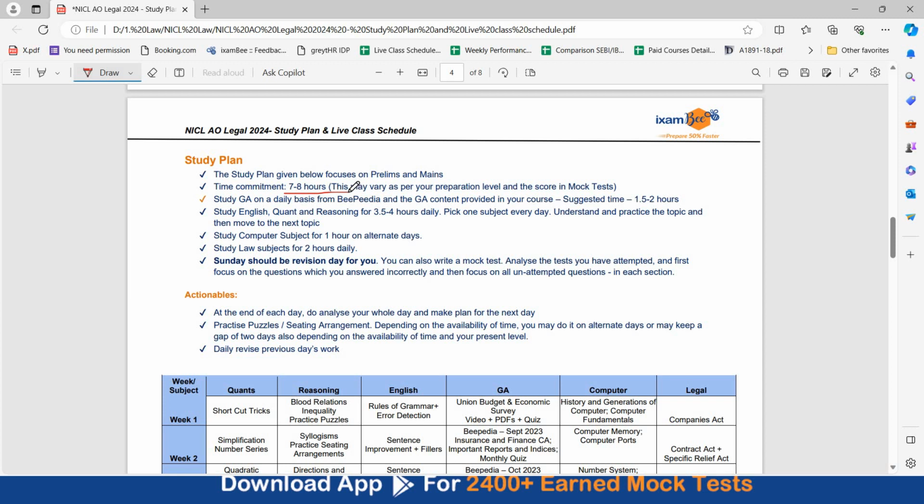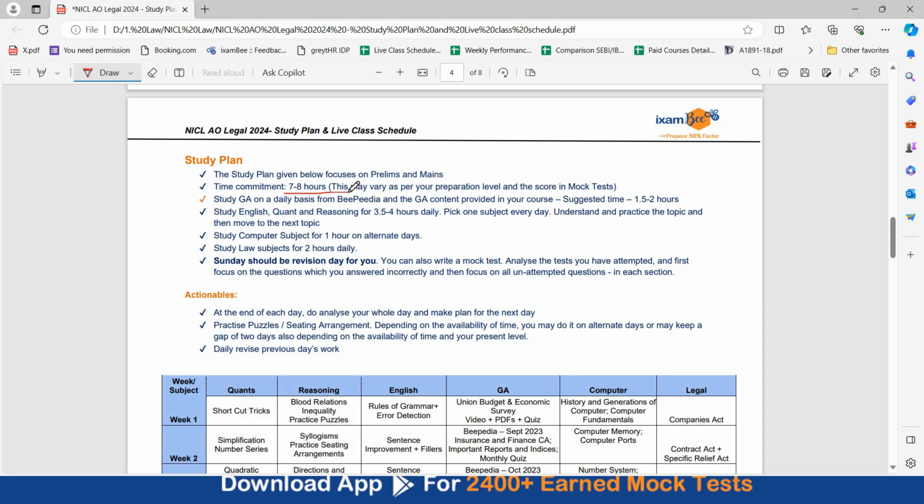Pick one subject every day. You can do reasoning today, complete that topic. If it is taking more time, extend it to 2 days and then on the 3rd day pick up another topic of quant or English. Understand the topic, practice the topic and then move to the next chapter.